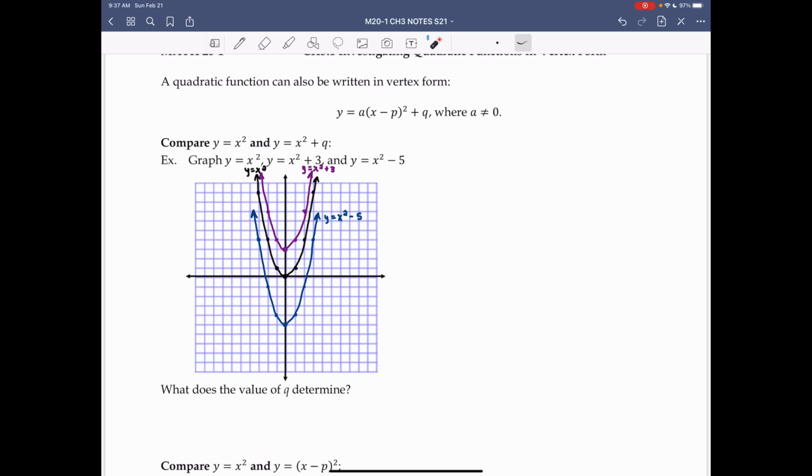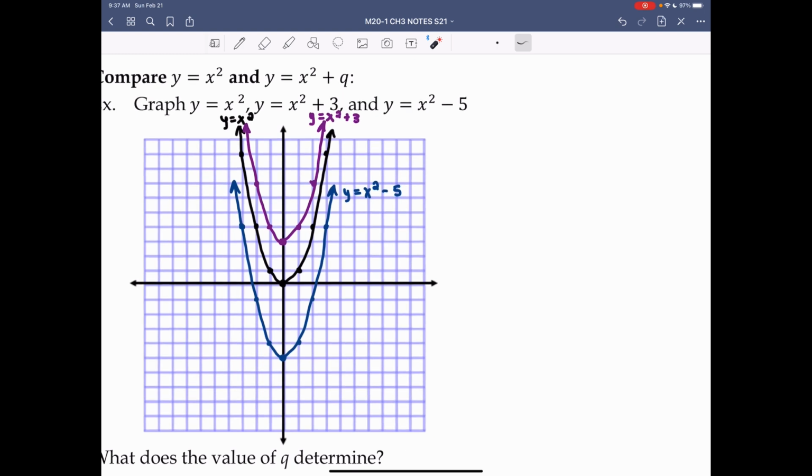Let's take a look at our vertex. The vertex for the first one, y equals x squared, is at 0, 0. For the second one, y equals x squared plus 3, the vertex is at 0, 3. And for the third one, y equals x squared minus 5, the vertex is at 0, -5.